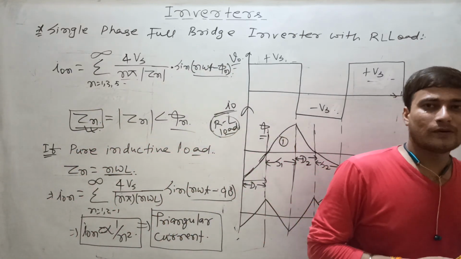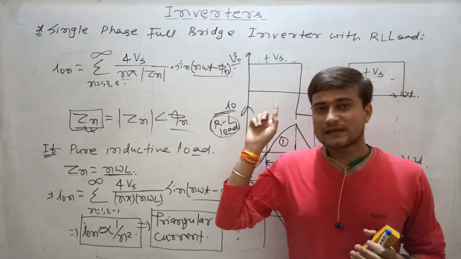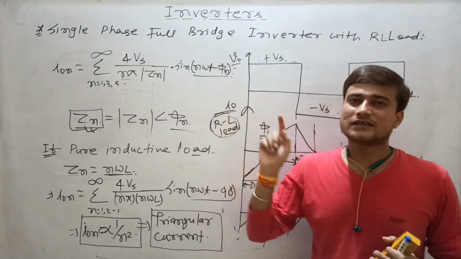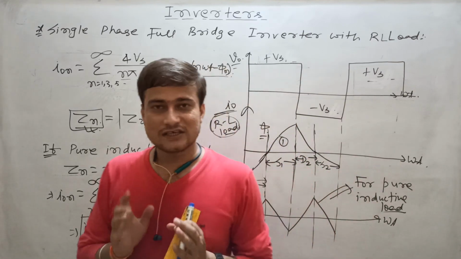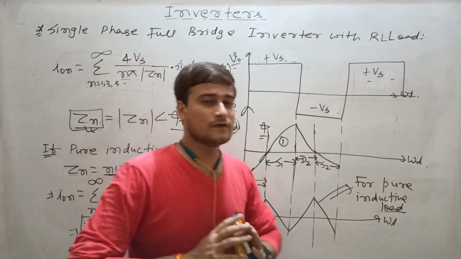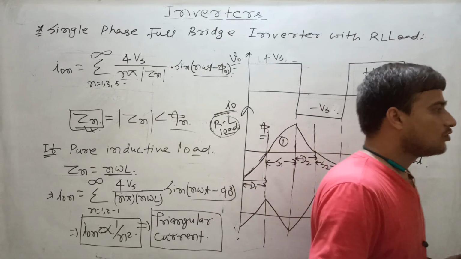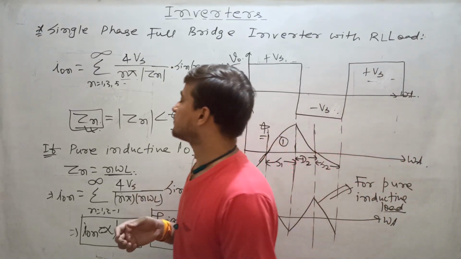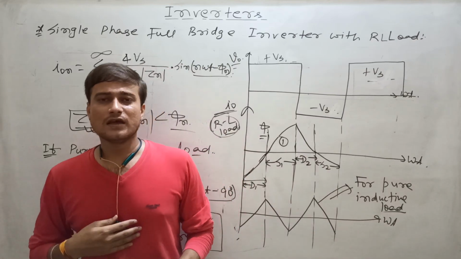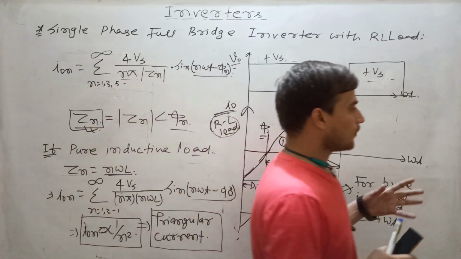So now what happens? In the case of half bridge inverter, since the peak voltage available across the output is Vs by 2, instead of 4 Vs you write 2 Vs, that means 4 into Vs by 2. But in the case of full bridge inverter, you write 4 Vs by n pi. So in this way you can prepare inverters.